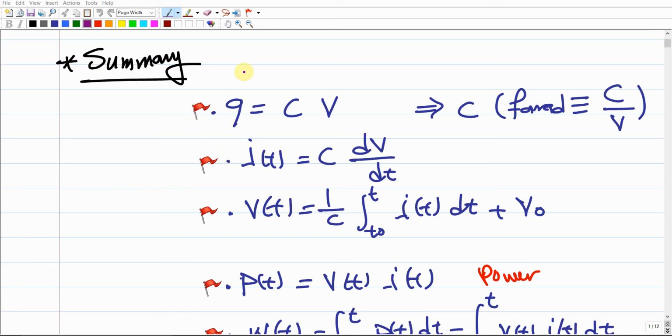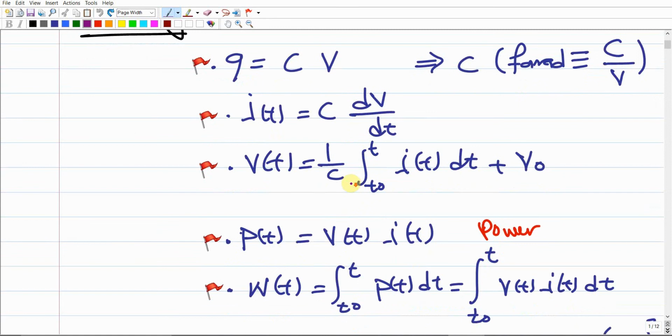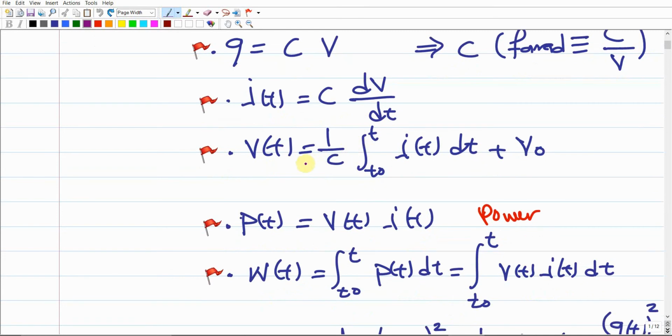This is somehow different from the current, but the current can be related to the derivative of the volt through the capacitor. It means that the current equals the capacitance times dV/dt, the derivative of the voltage over time. We said that if the voltage is constant, like a DC voltage, the capacitor will be an open circuit. It means that the current will definitely be zero, because there is no time derivative of the volt with respect to time.